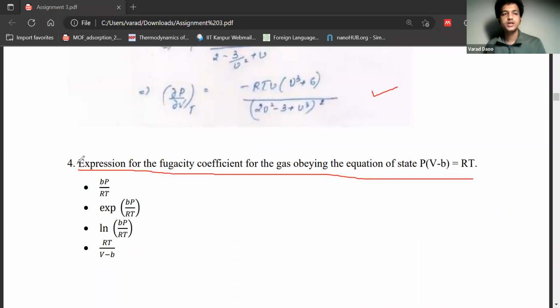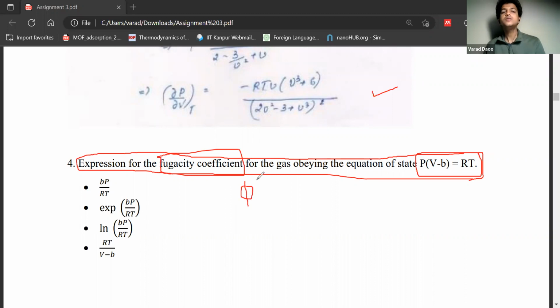The question is: expression for fugacity coefficient for the gas obeying the equation of state. So if we are given an equation of state of a gas and we are asked to find the fugacity coefficient, first of all, what is fugacity coefficient? This is a very easy question. If you can just remember the definition of fugacity coefficient and how we find this expression, it's a straightforward question. Then very easily you will be able to find it.